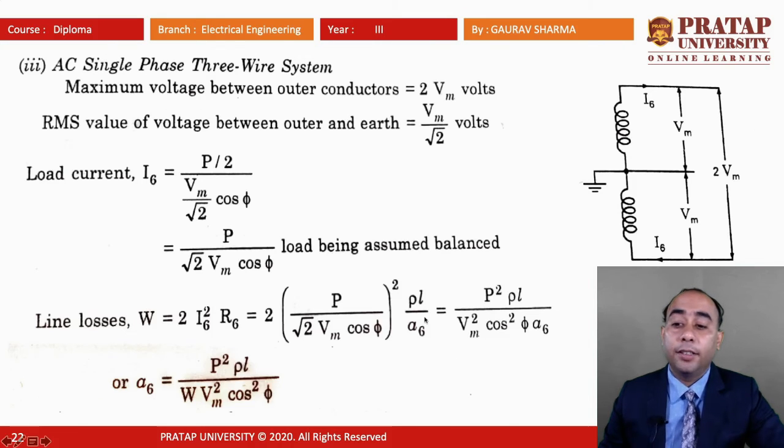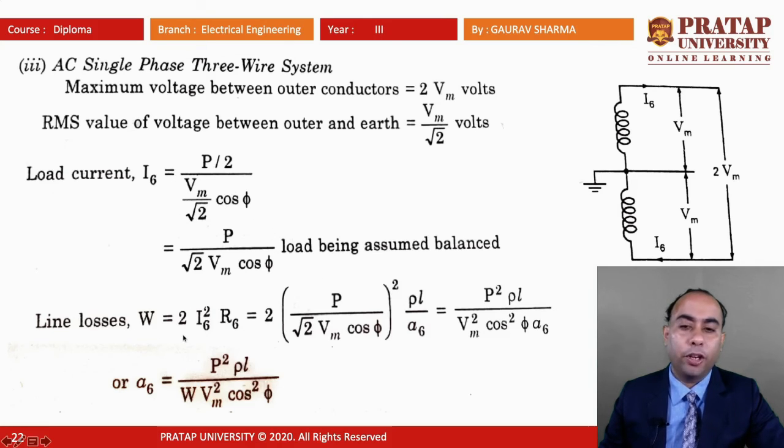Now, single phase three-wire system. The maximum voltage between two conductors is 2 Vm. RMS value between outer and the earth is Vm by root 2. Load current I6 we calculate because we have the power as half, so we put P by 2 over Vm by root 2 cos phi, where cos phi is the power factor, and we calculate the load current I6.